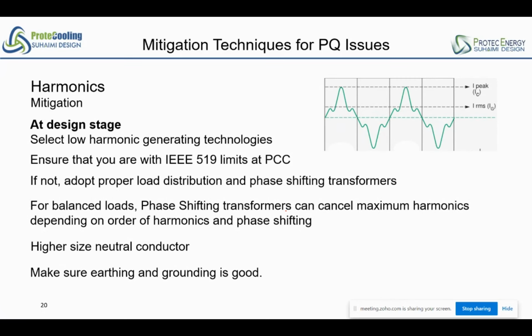And make sure the earthing and grounding is good, because this is one of the most important aspects when we are talking about any power quality issue. Earthing and grounding is the most important aspect of mitigating a power quality issue.